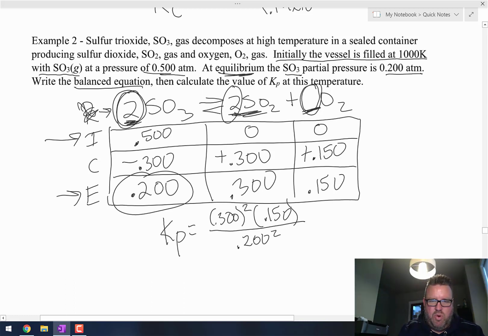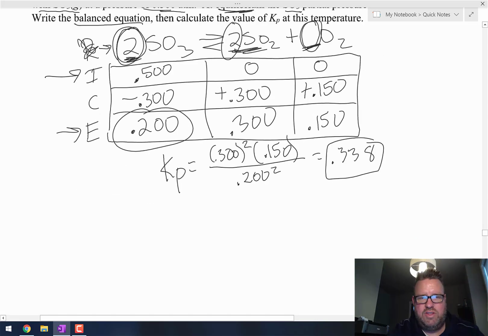So I get 0.300 squared times 0.150 divided by 0.200 squared equals 0.3375. I'm just going to round that to 0.338. Okay, and that is our final answer there.